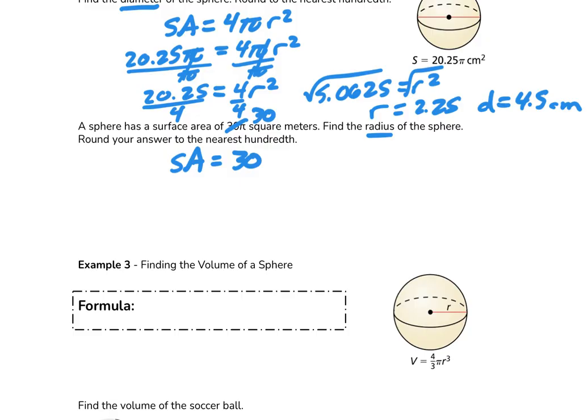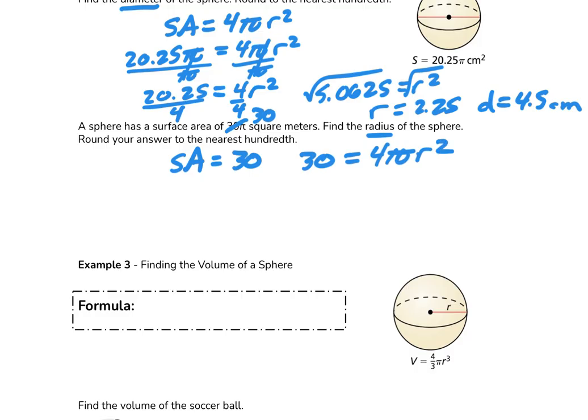A lot of times if you look for something in the store, it's not going to tell you that the surface area of something is 30 pi, right? It's going to tell you that it's 30 centimeters or whatever it is. So in this case, I'm going to set 30 equal to 4 pi r squared.